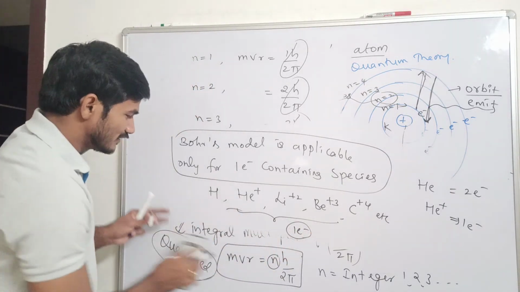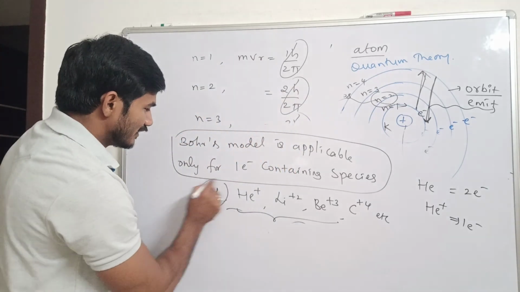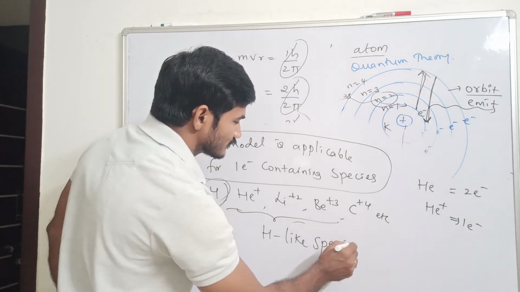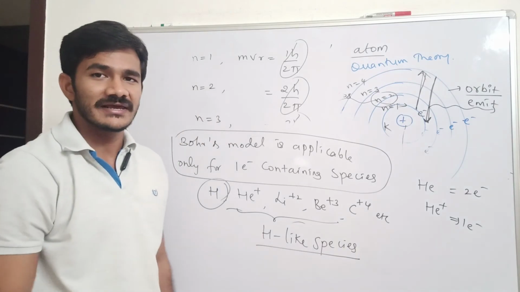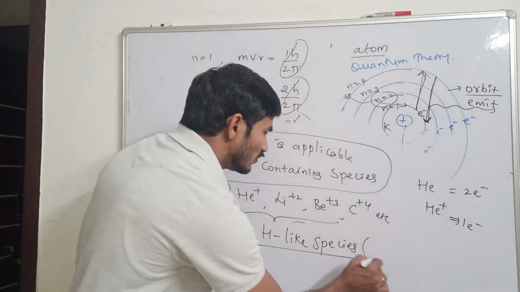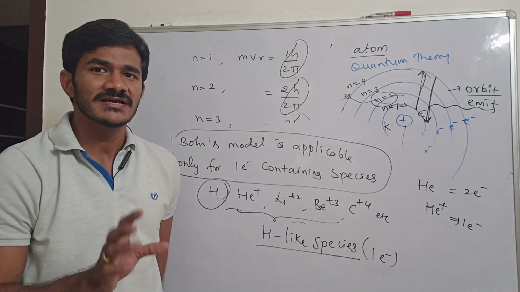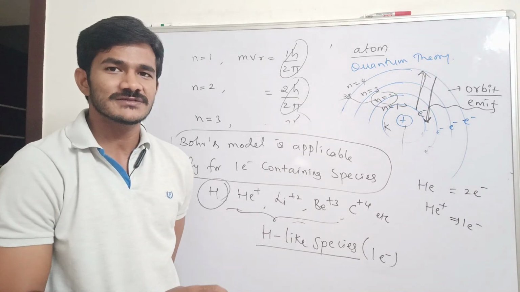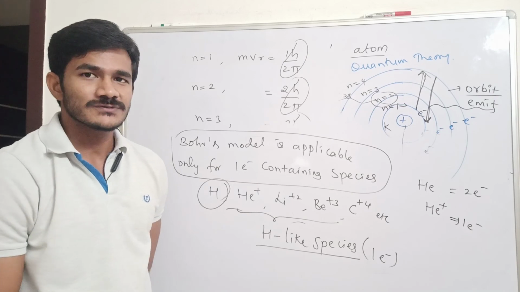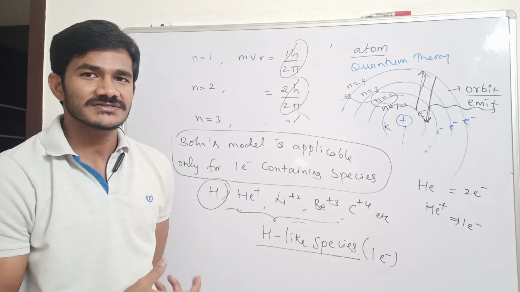Except hydrogen, the remaining ones are said to be hydrogen-like species. They are not hydrogen. Hydrogen-like species means those which contain 1 electron. For this kind of species only, Bohr's theory is applicable. We cannot apply Bohr's theory to species containing more than 1 electron. That's all about the postulates of Bohr's model of the hydrogen atom. Next class I will explain the energy, velocity and radius calculation.